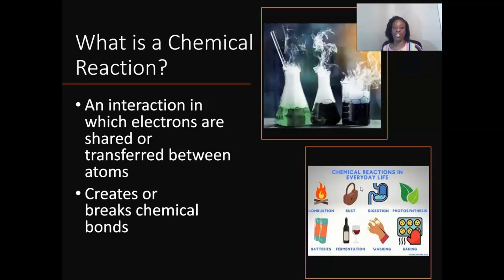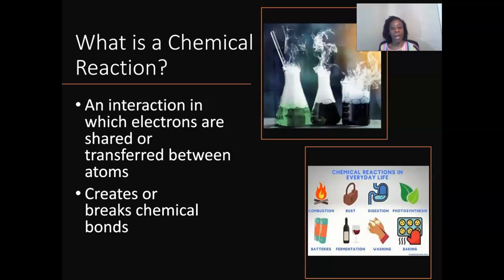Some chemical reactions create bonds by bringing two atoms together. So they come together because of a chemical bond in between them. And then other chemical reactions take atoms that are bonded together and break the bond that's between them. So why do chemical reactions occur? Well, to answer that, we've got to look more closely at atoms.